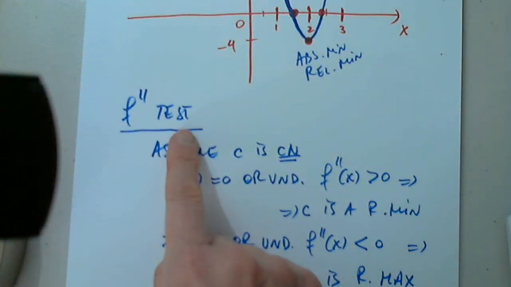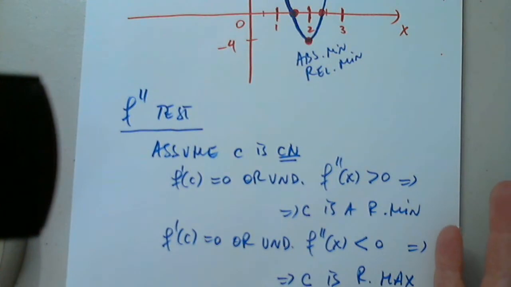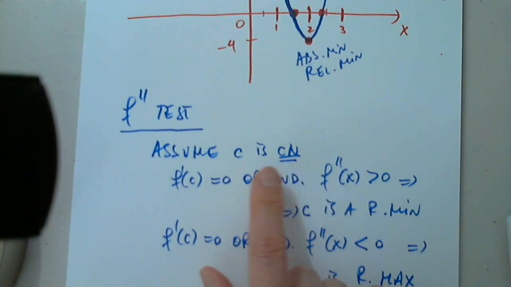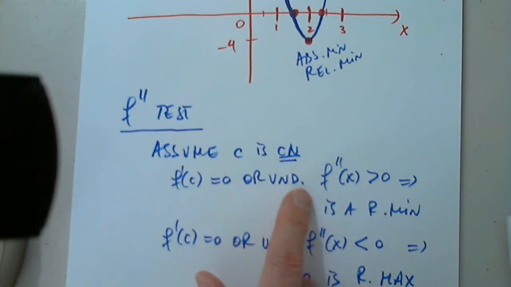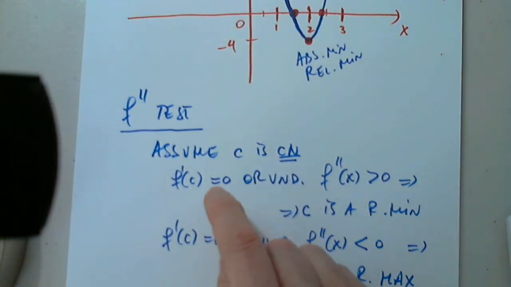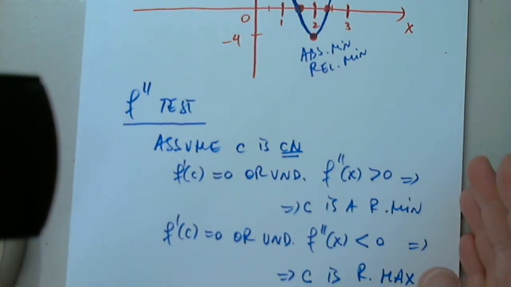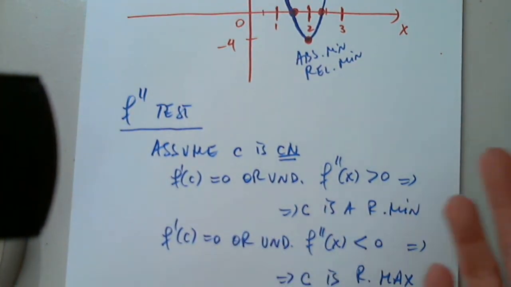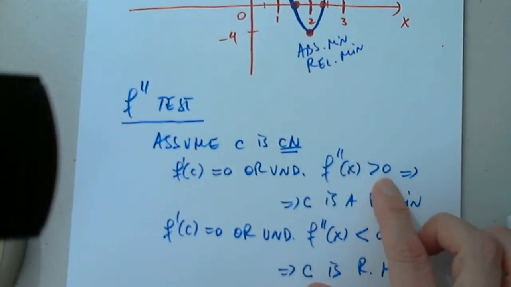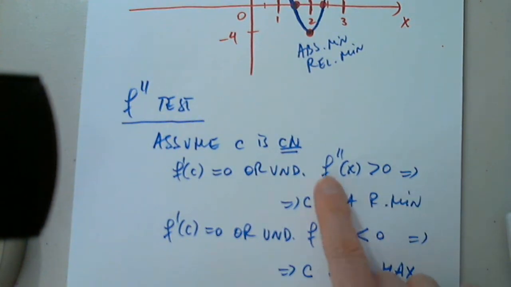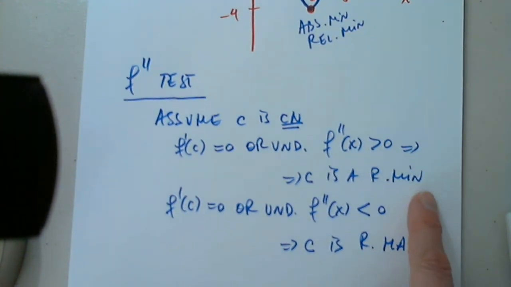So the second derivative test works only if there is a critical number. Let's say there is a critical number at c, which means f prime of c is either 0 or undefined. At that value, you can simply plug it into the second derivative and see, and then decide. If the second derivative is positive, this is a relative min.